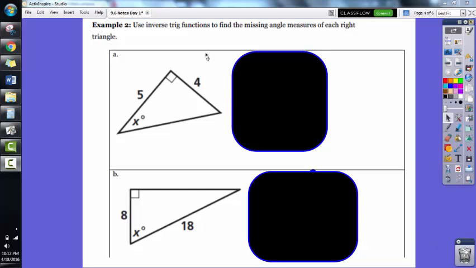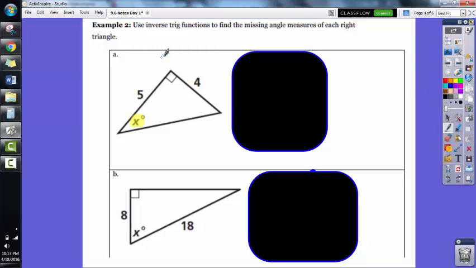Next what we're going to do is use the inverse trig functions to find the missing angle measures in each right triangle. So before you start, you really have to observe what angle you have, or what angle you're looking for. In this case we're looking for x, and then what sides you have in relationship to that angle. So if I'm talking about angle x, well 4 is the opposite side and 5 is the adjacent side.